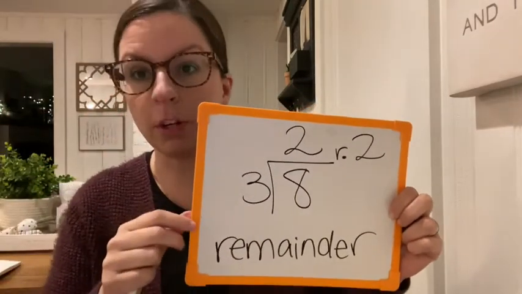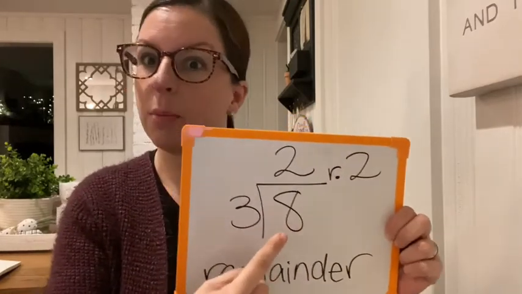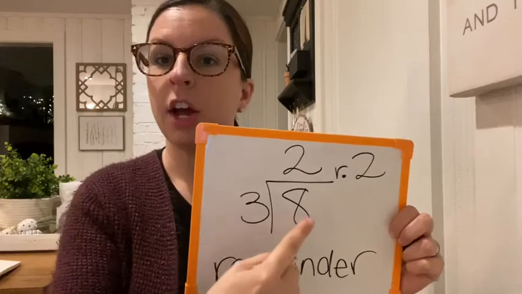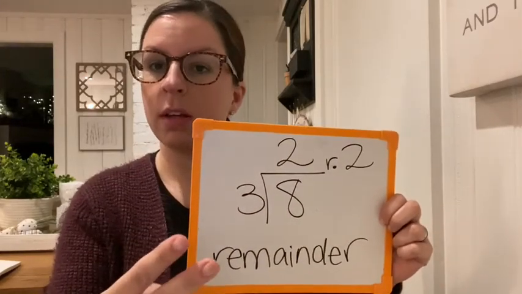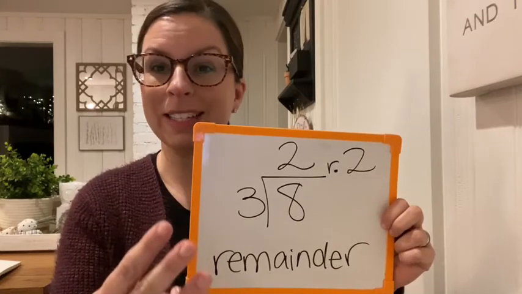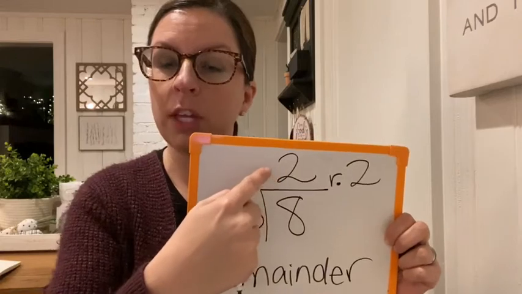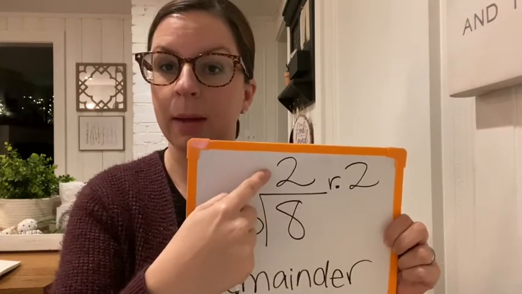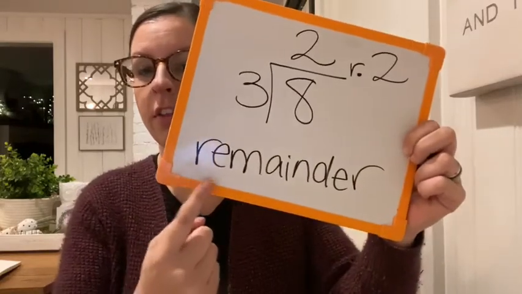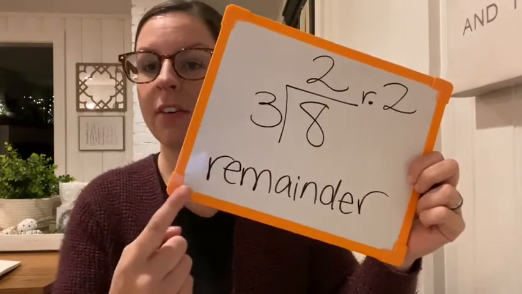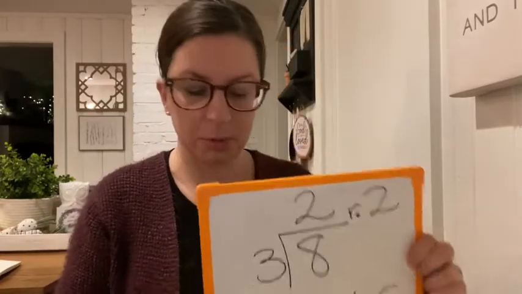Knowing your multiplication facts is very important. So if I say to myself, how many times does 3 go into 8? 3 times 1, 3. 3 times 2, 6. 3 times 3 is 9. 9 would be too big. So I know it can only go in equally 2 times, but I'm going to have 2 left over, and that is called the remainder. I have 2 remaining after I put them into equal groups.